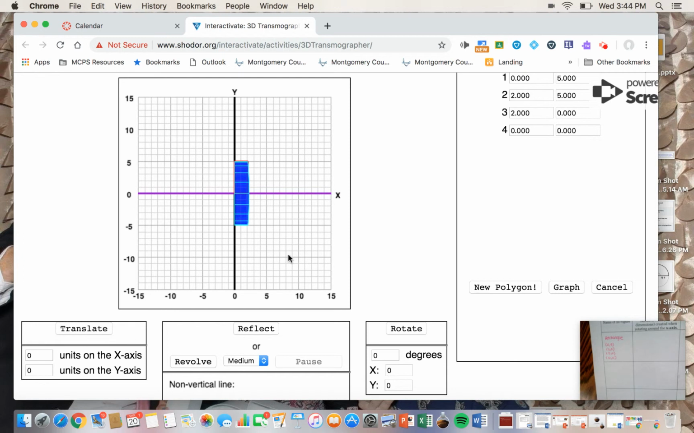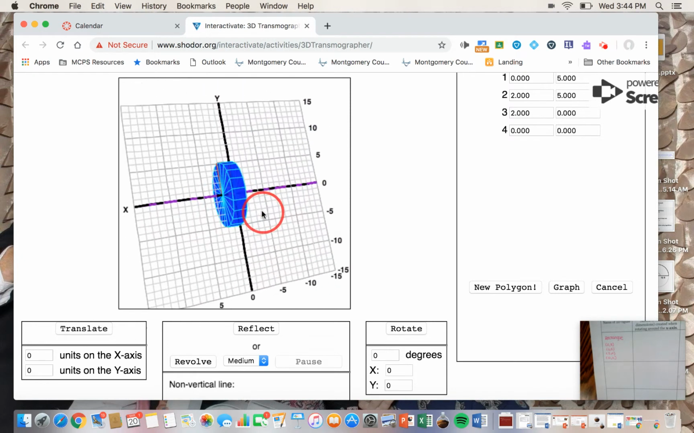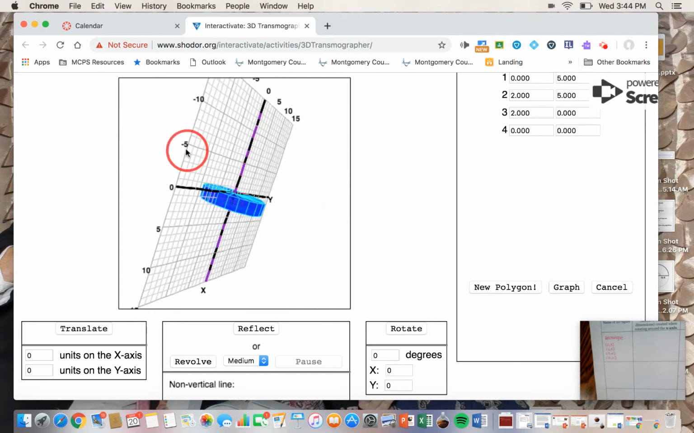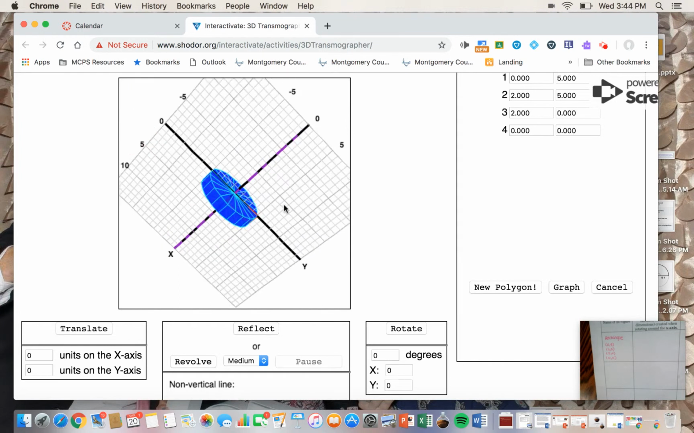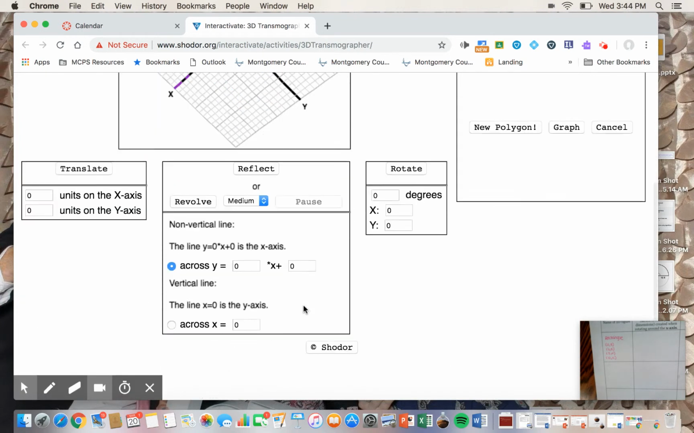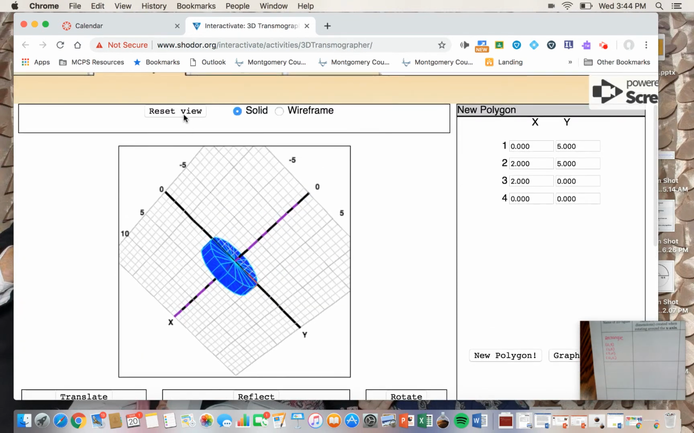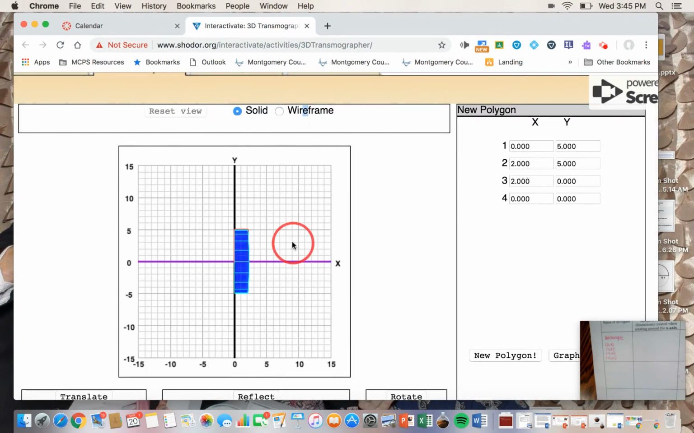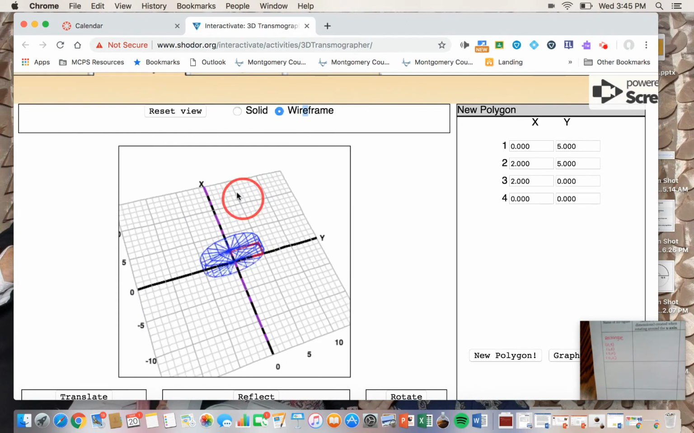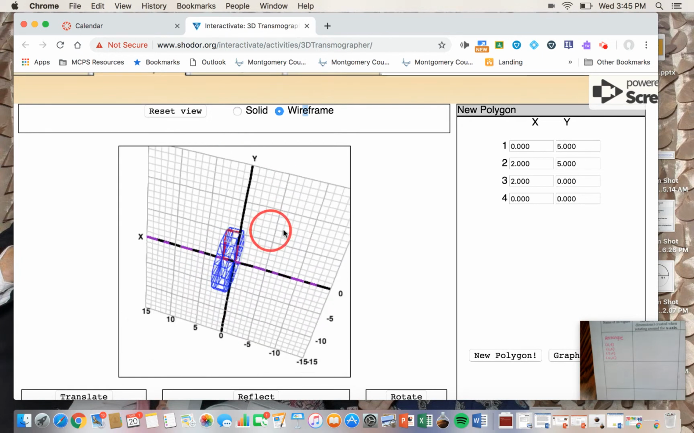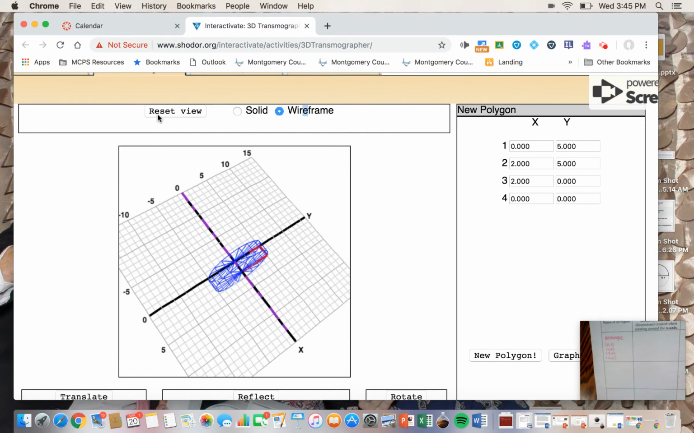Now I can drag this, and you can see I have a 3-dimensional shape. The 3D shape that I have is actually a cylinder. I'll reset the view. You can also turn on the wireframe, which allows you to see inside it a little better, so we can see what the radius and the height are. I'm going to reset it again.